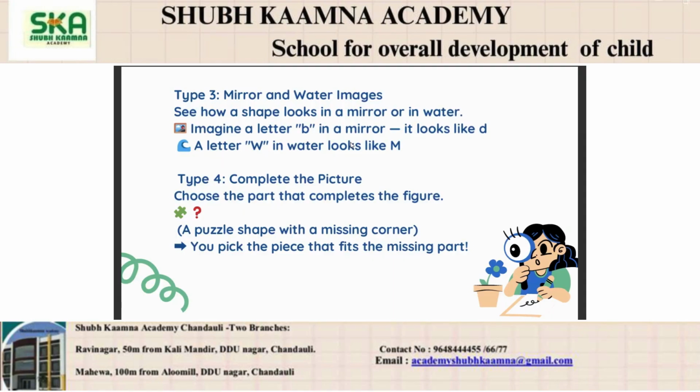You can try this at home, where on a paper you write down some letters. You can keep it in a water tub, and a letter W is shown like an M. These are some of the experiments you can do at home, and you can check the mirror and water images, how the images are shown in your book, and how they should look in the mirror or in the water, right?